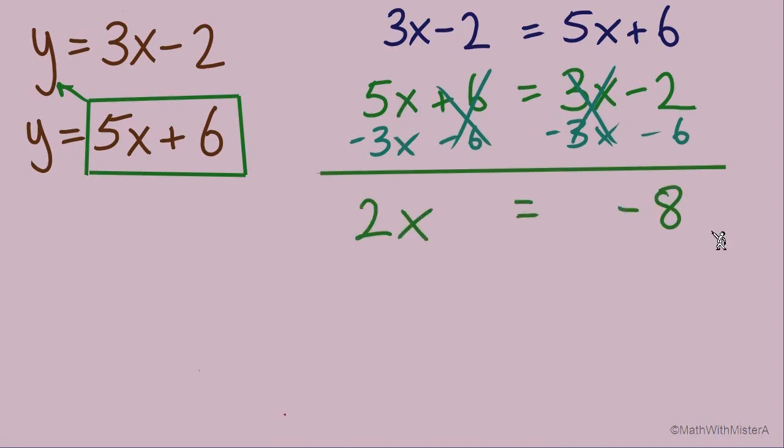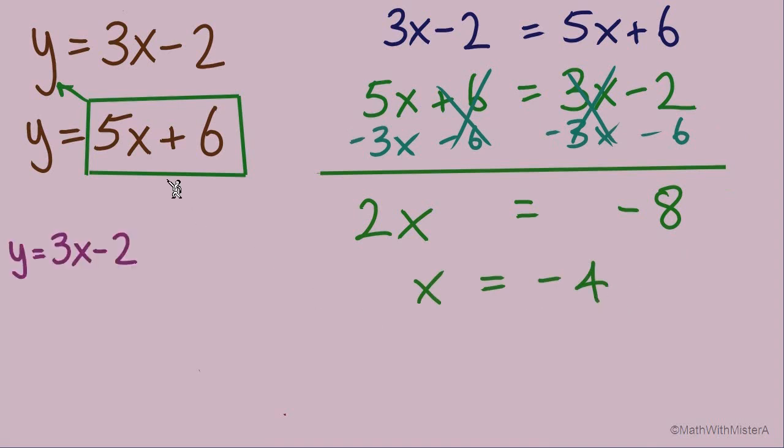2x equals negative 8. And if you did that process in a couple of steps instead of just one big step, we should be getting to the same spot. 2x equals negative 8. So we're going to finish solving for x, divide both sides by 2. x equals negative 4.